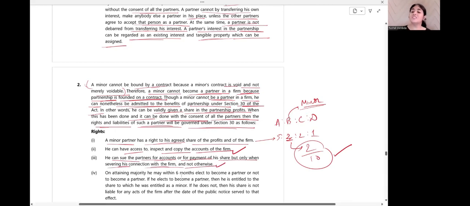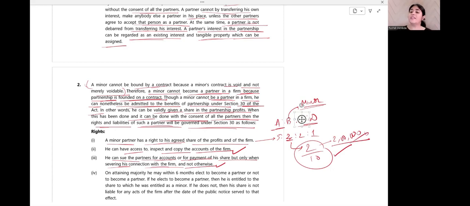So if B wants, he can file a case against A, C, and D, if they are not giving him the share. If 2/10 of the share is 2 lakh rupees, and A, C, D are not giving him 2 lakh, considering he's a minor, why will he need so much money? Then that is wrong. And also he can sue the other partners if something is going wrong in the firm. If partners are doing something wrong in the firm, this minor also has the right to sue the other partners.